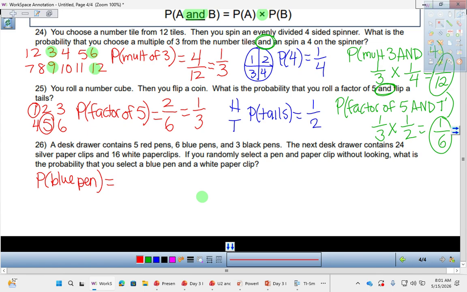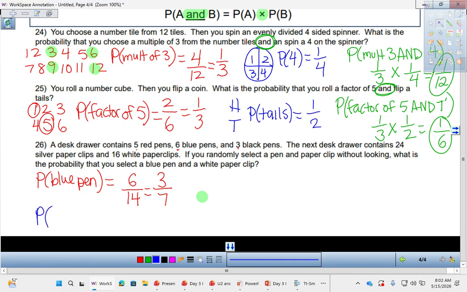All right, well, how many blue pens are there? 6 blue pens. Out of what? Where are you getting 14 from, Andrew? 5 plus 6 plus 3. You need the total pens, right? So I've got to add those up. So that's 14. All right, and then I can reduce that. Your calculator will reduce it for you. You don't have to be able to do that. All right?